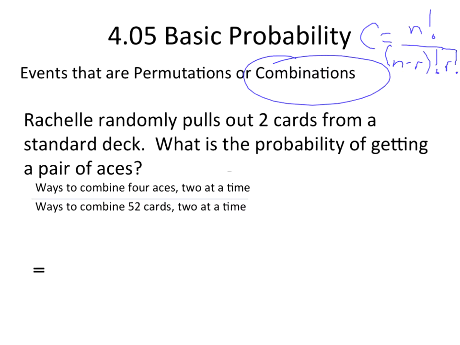So let's try together. I want to do the probability of picking 2 aces. So let's write it this way. Notice that when I do my P, inside the parentheses, I like to tell what I'm talking about. I'm talking about the probability of picking 2 aces. So this time, I need to know how many ways are there to pick 2 aces, picking 2 at a time, divided by the ways to combine 52 cards 2 at a time.